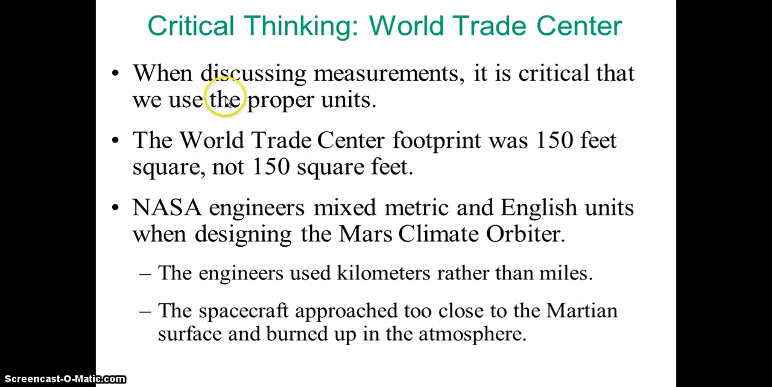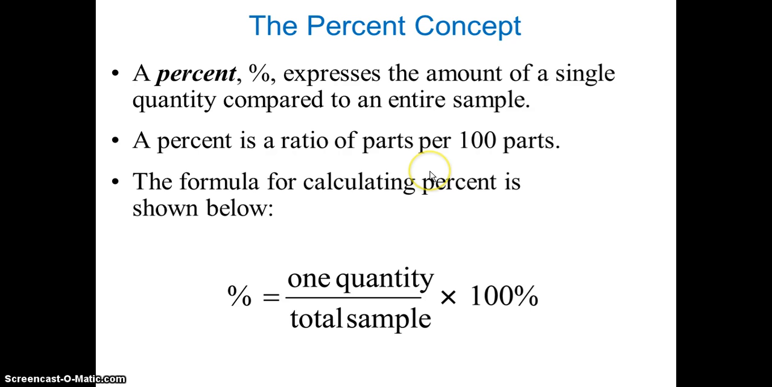So when discussing measurements, it's critical that we use proper units. The World Trade Center footprint was 150 feet square, not 100 square feet. NASA engineers mixed metric and English units when designing the Mars Climate Orbiter. The engineers used kilometers rather than miles. The aircraft approached too close to the Martian surface and burned up in the atmosphere. In the next video, we'll talk about the percent concept.